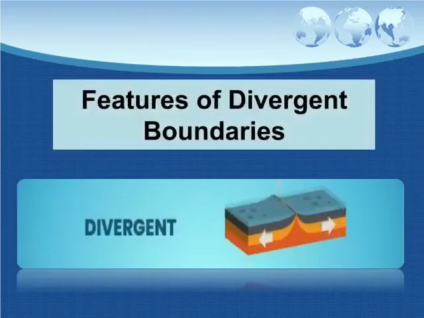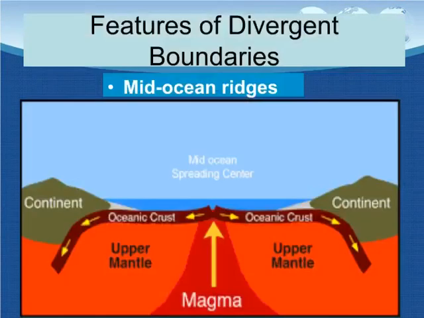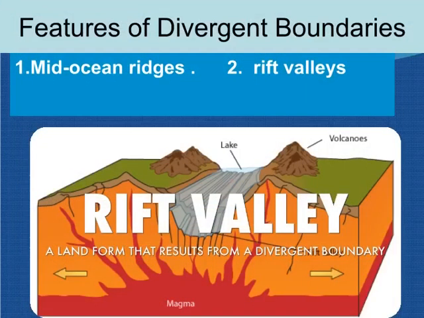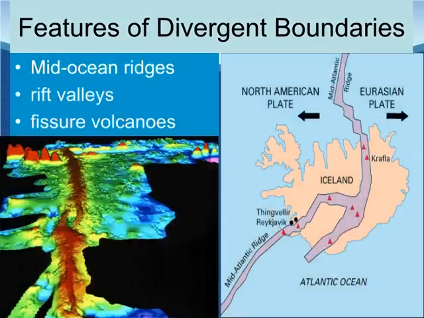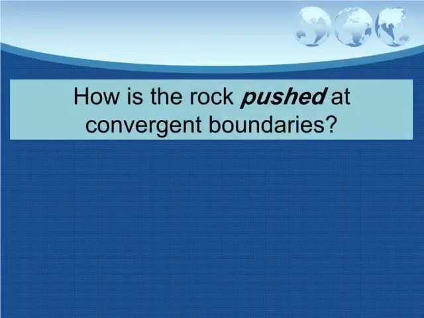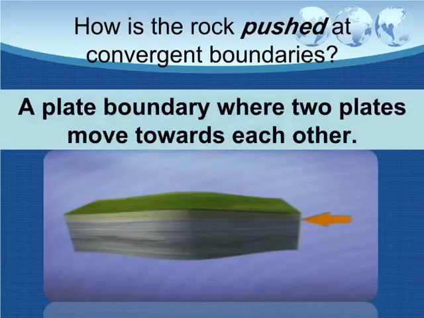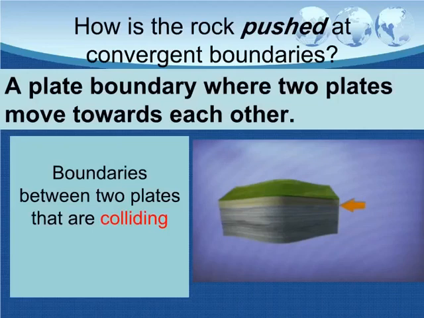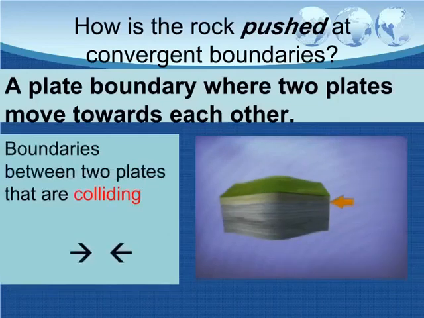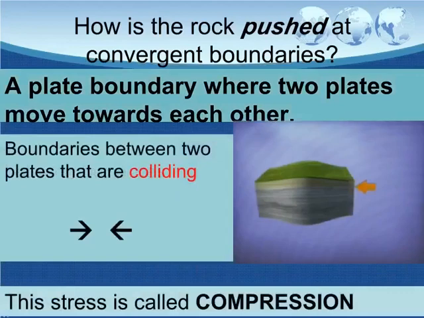Features of divergent boundaries: mid-ocean ridges, rift valleys, fissure volcanoes. How is the rock pushed at convergent boundaries? A plate boundary where two plates move towards each other, colliding. This stress is called compression.